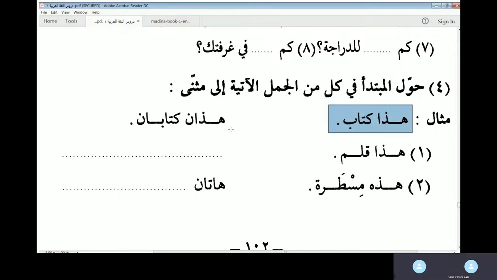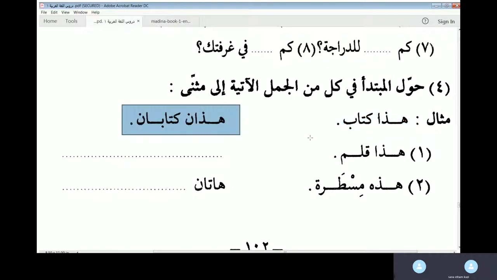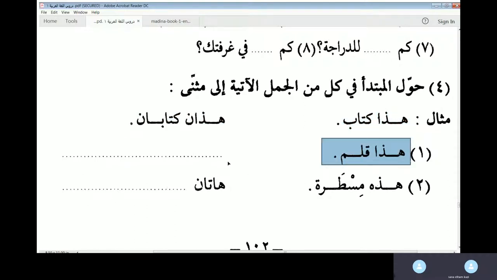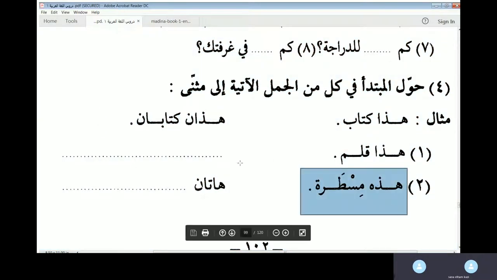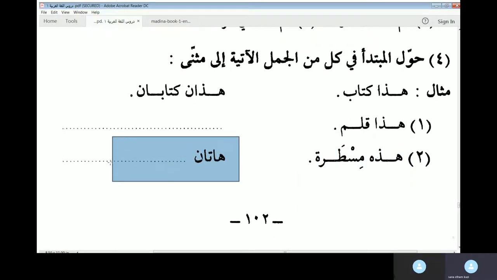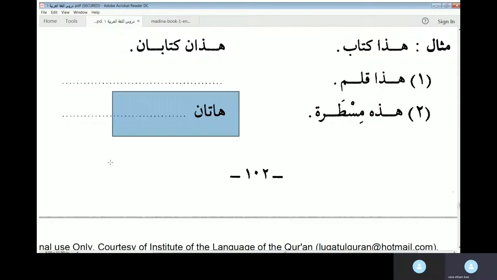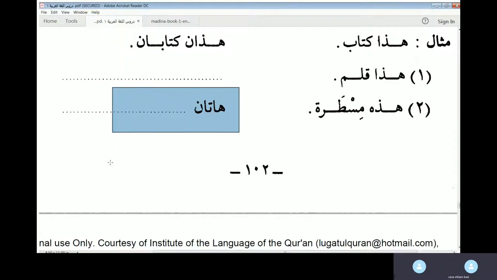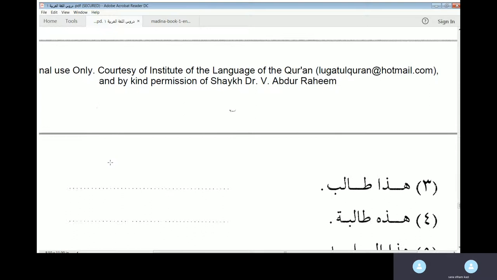So, example, مثال, هذا كتاب, هذاني كتاباني. These are two books. هذا قلم, هذاني Kalamani, these are two pens. Hadihi Mr. Tun, these are two rulers. Hatani, Mr. Tani, these are two rulers. Hada Talibun, this is a student.